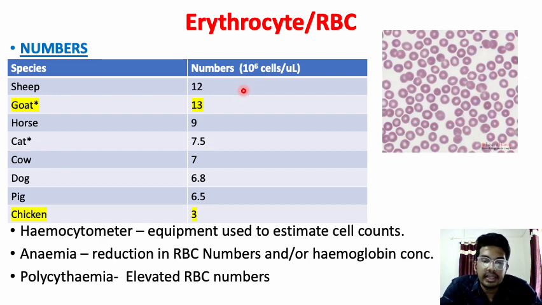How will we estimate? Normally, we estimate the RBC number by a hemocytometer, which you probably might have seen in your practical classes, or there are some automated cell counting machines.